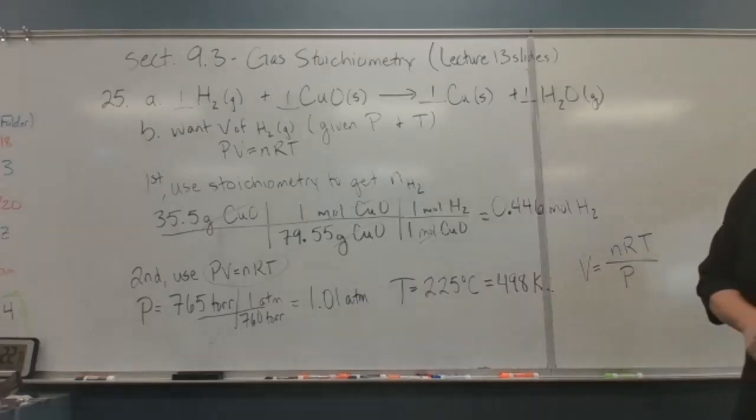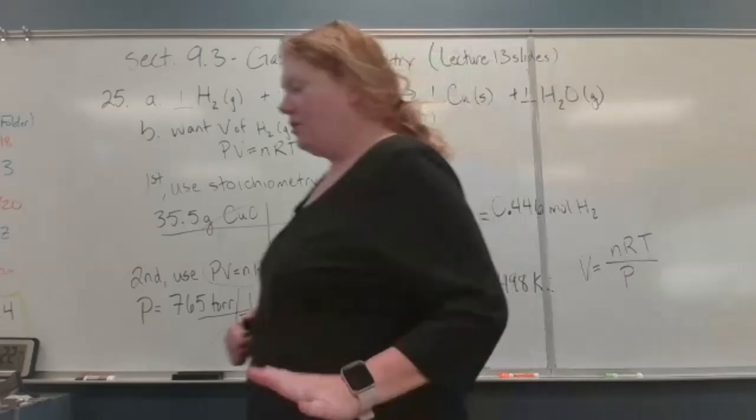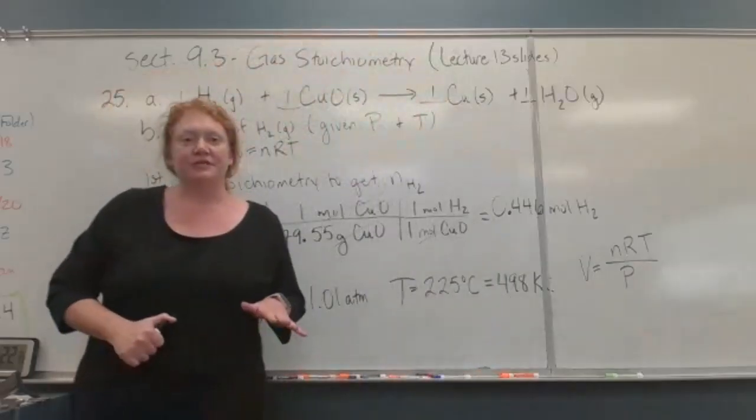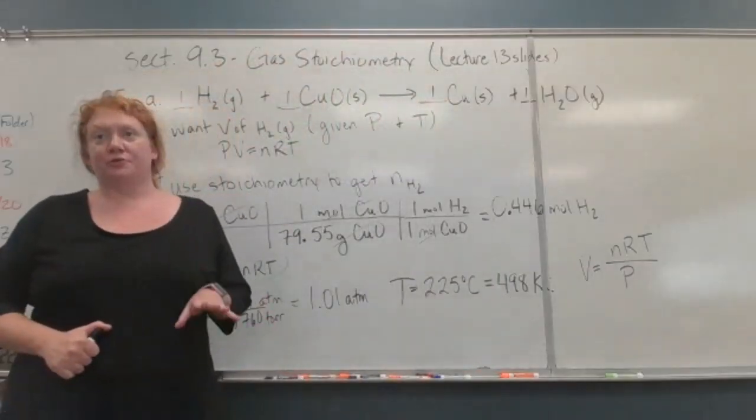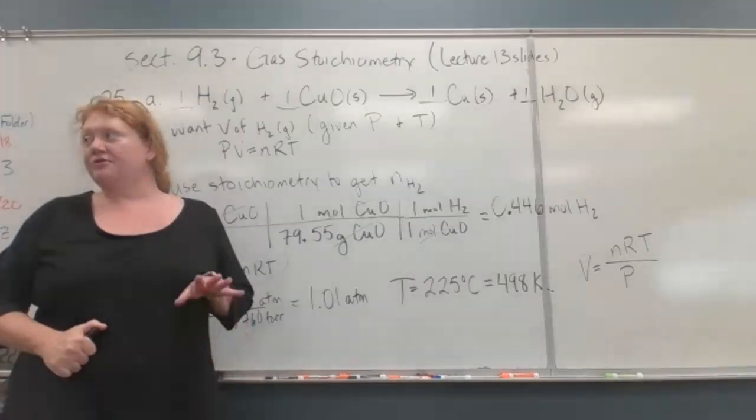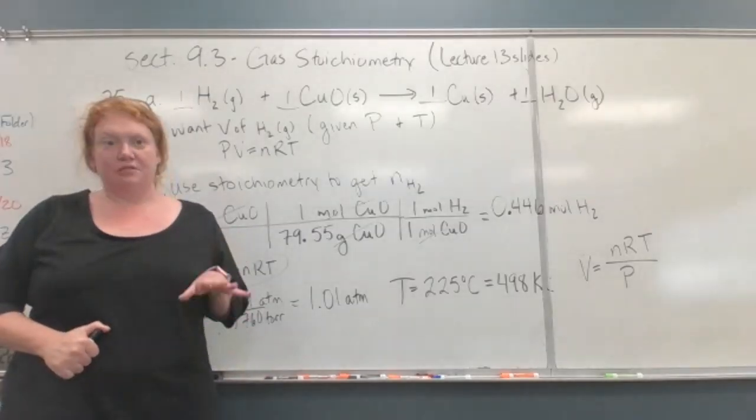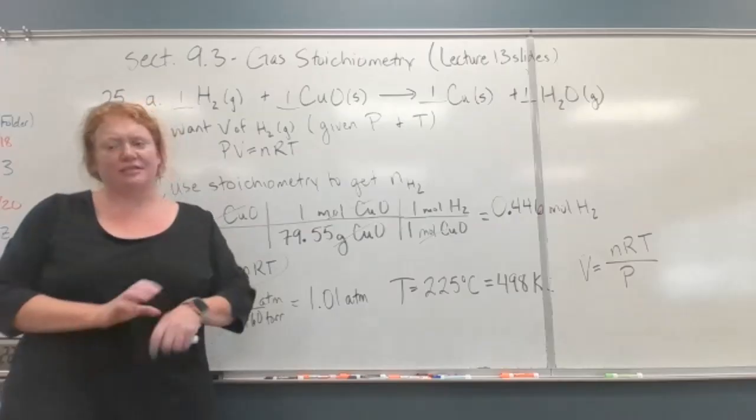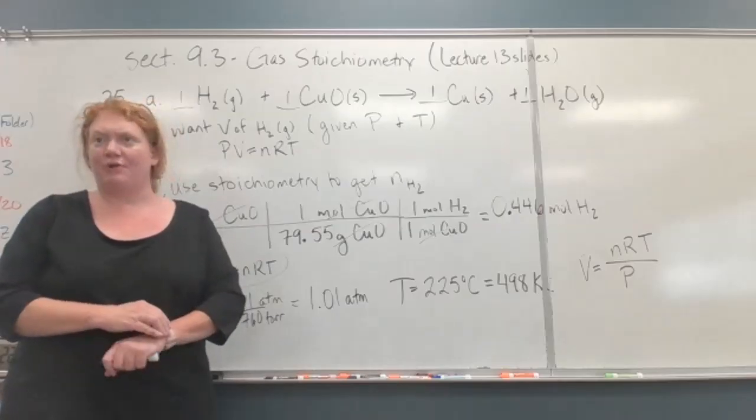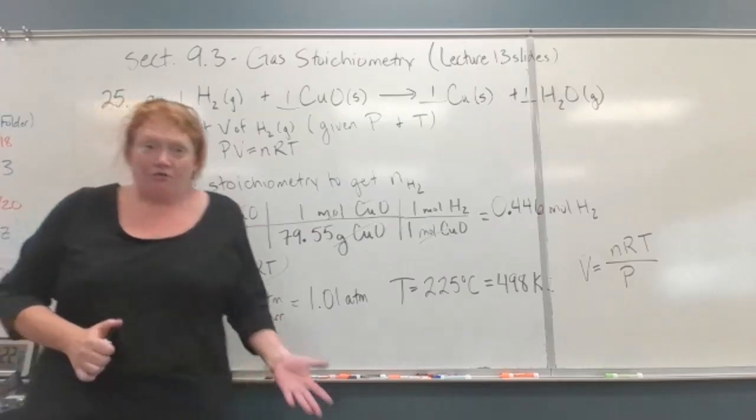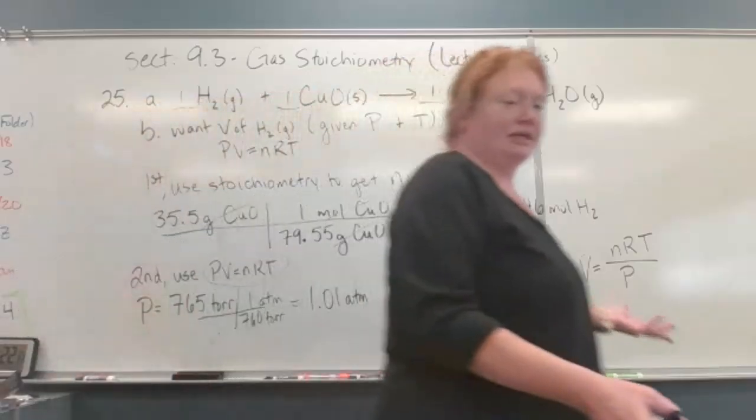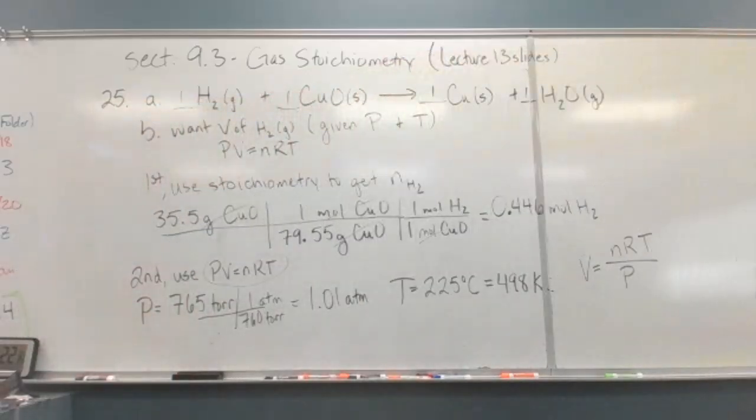R is, what number do we always use? We use in this class 0.08206 liters times atmospheres divided by moles times Kelvin. Some sources use 0.0821. They round it to 3 sig figs. That's not wrong. It's just not what I choose to use in this class. I choose to go 4 sig figs.